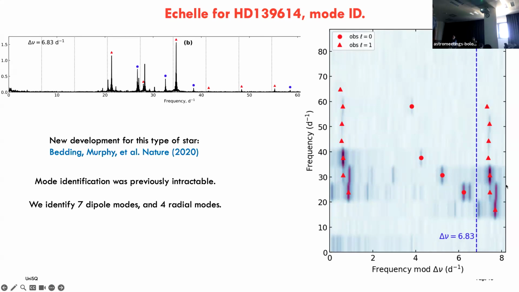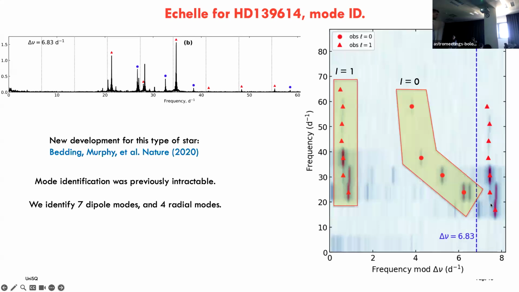The right-hand side of the shell diagram is just a repeat of the left-hand side. This is a bit like when you make a phase-folded radial velocity curve, and you just add the last 20% back on, so that you find it easier to track effects that happen across the edge of the diagram. So what we notice is that the dipole modes all fall down the left-hand side of the diagram, which makes them really easy to identify.